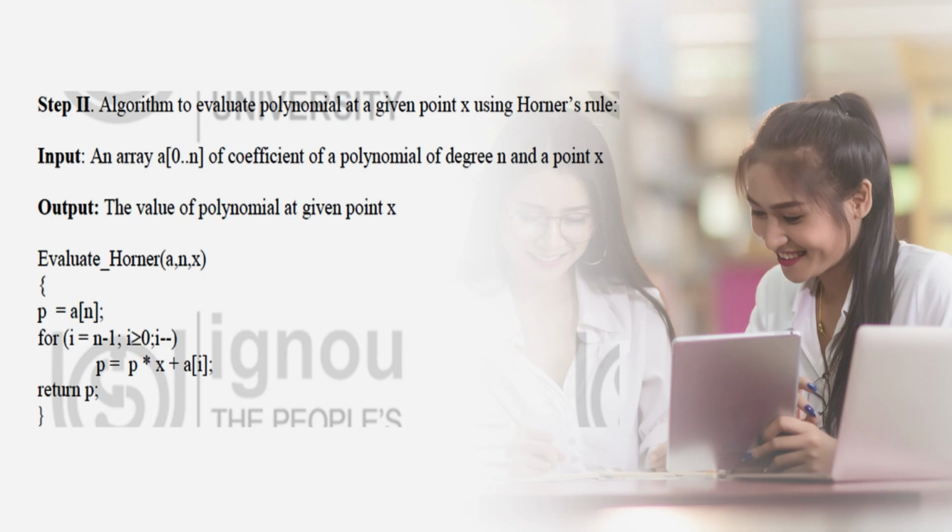Using this algorithm, what will be the time complexity? The time complexity is big O of n, because this for loop executes from n minus 1 to 0. In earlier cases, like in the layman approach when we calculate the value of any polynomial, we can have a worst case complexity of big O of n square. So, big O of n square to big O of n, that is why we study Horner's polynomial evaluation.